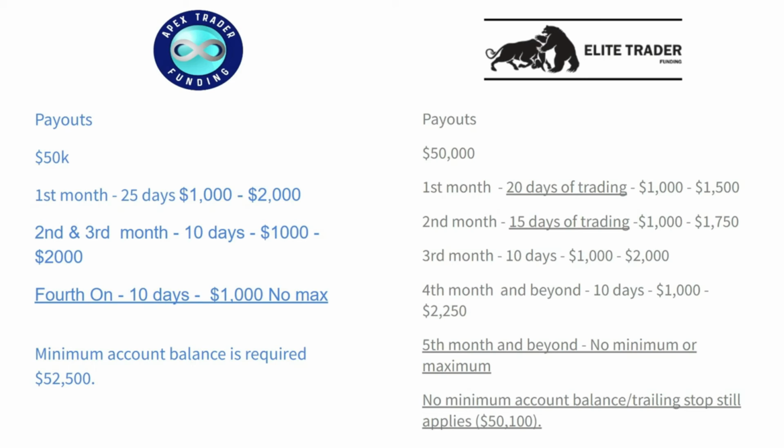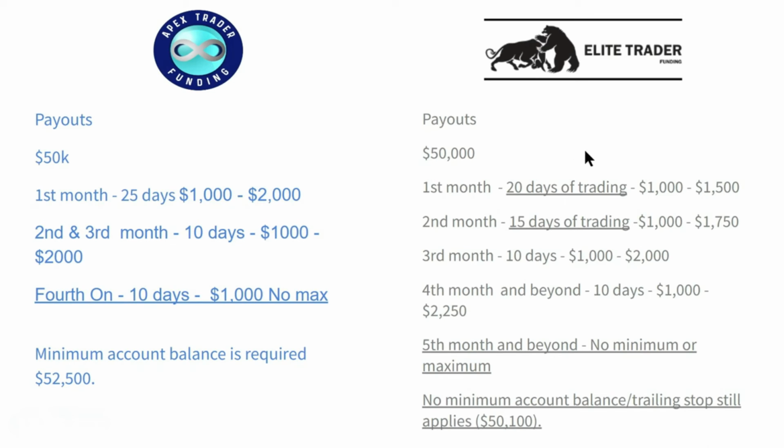I mean, if you have a great month and you profit $10,000, $20,000, that profit's going to be held with both companies. The difference is on the fourth month with Apex, there's no max as long as you trade for 10 days and you meet your account balance minimum, okay? So you can pull out your full account. If, over a course of 4 months, you're a great trader and you've built up $50,000 in 4 months, you can pull out that whole $50,000 profit as long as you meet your account minimum.